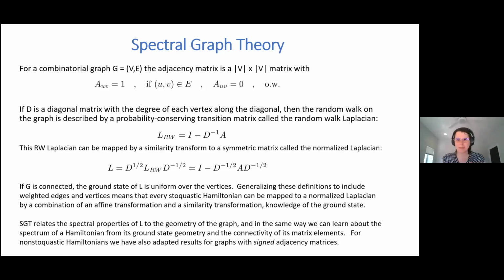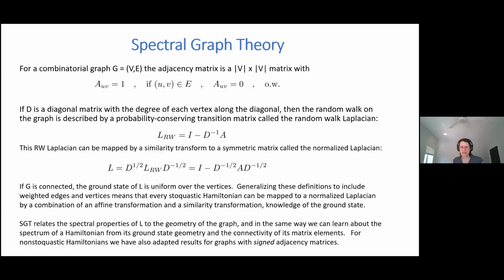These definitions can be generalized in a fairly obvious way to include weighted edges. You put positive weights on each edge and positive weights on the vertices. Notice that the off-diagonal entries all come from this adjacency matrix with this minus sign. So not only are these normalized Laplacians symmetric matrices, they're also stochastic Hamiltonians. If you use this recent paper as a gateway, you can see there's a sense in which every stochastic Hamiltonian can be mapped to a normalized Laplacian.